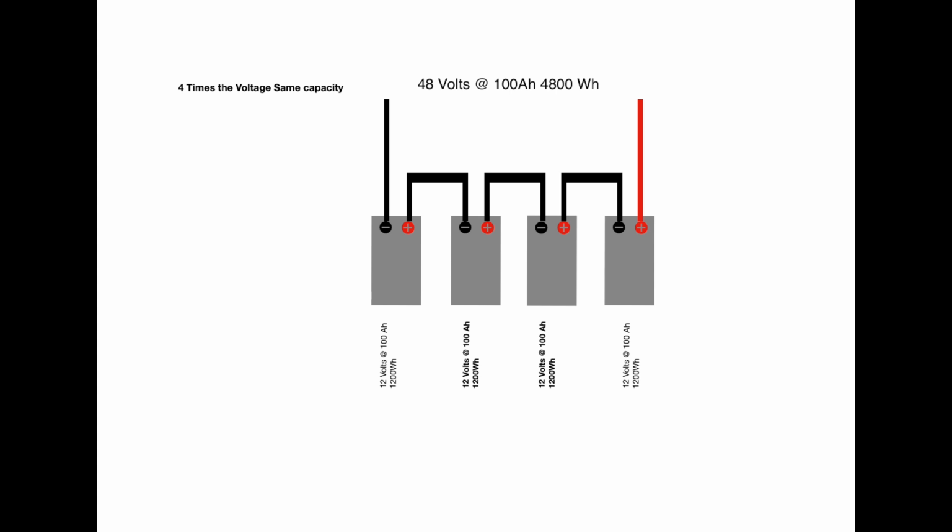Let's look now at batteries in series. In this diagram, four batteries are set up to produce 48 volts, four times the voltage, but the same capacity. Connecting batteries in series increases the voltage of the battery system without increasing its capacity. This is done by connecting the positive terminal of one battery to the negative terminal of the next battery, and so on until the batteries are all connected. And here you can see our four 12 volt 100 amp hour 1200 watt hour batteries now produce 48 volts. That's 4,800 watt hours.